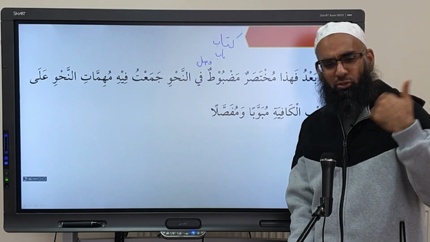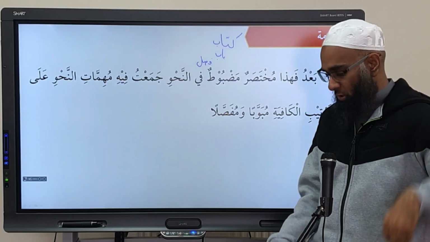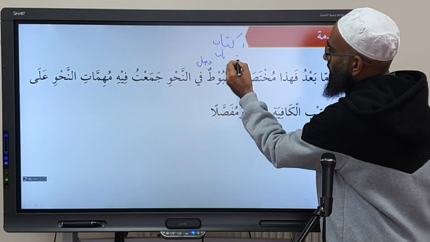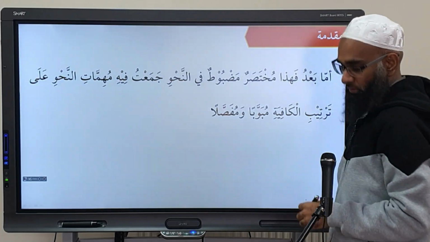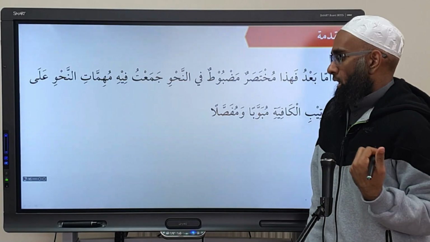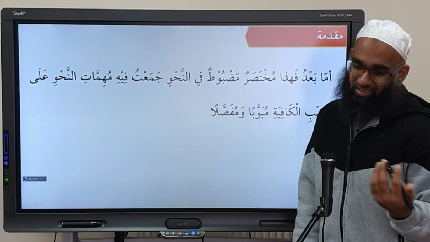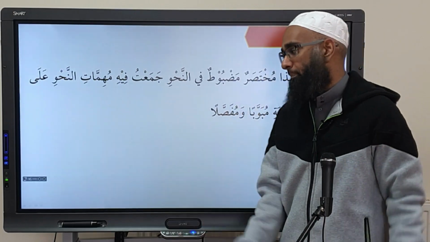So a heading. Those who are familiar with Microsoft Word and those kinds of documents, you have heading numbers: the highest heading is 1, then 2, then 3. That's called bab and fasl. To translate it literally, it wouldn't really make sense. You can say here divisions and sections, basically, but it's more to understand the concept.